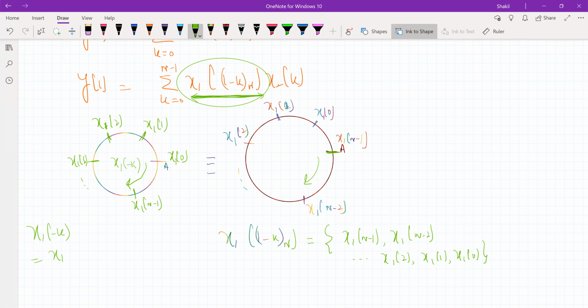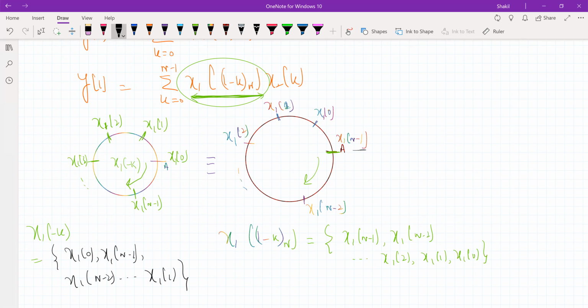This will be x1 of 0, x1 of n minus 1, x1 of n minus 2, and so on. Finally, you have x1 of 1. I am reading the values. Now, to get x1 of 1 minus k modulo n, I give a one shift to this in the counterclockwise direction, and this comes to the first location, and this is how we do it.